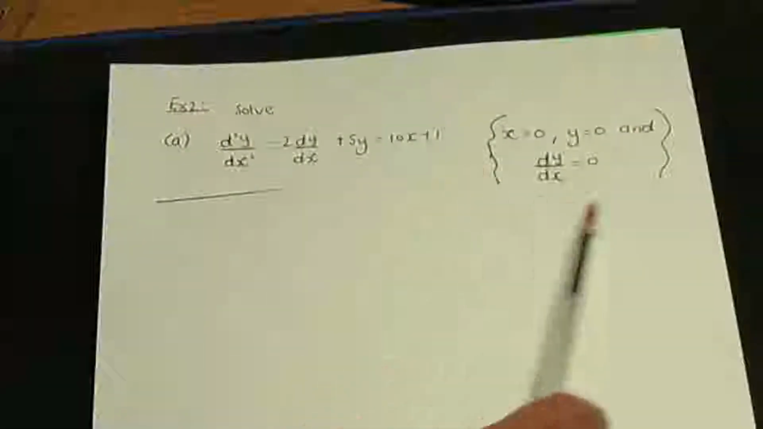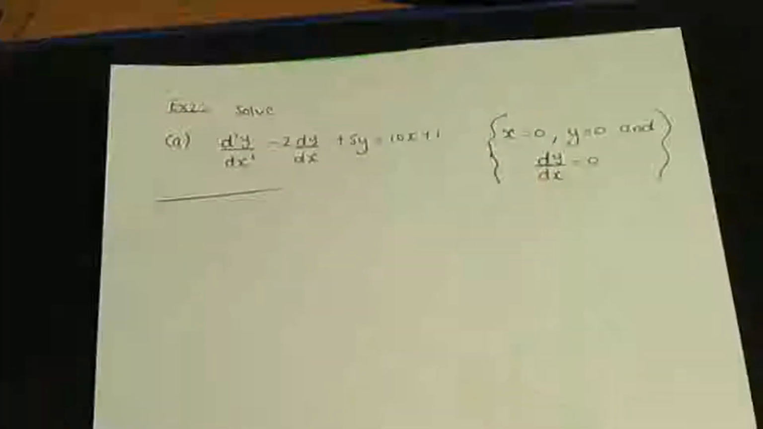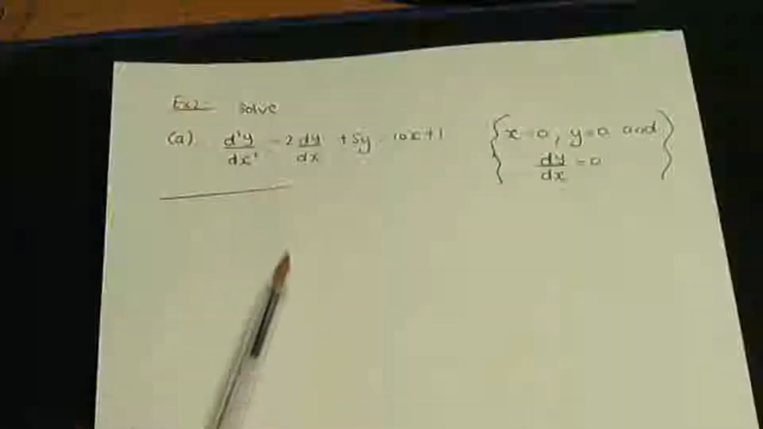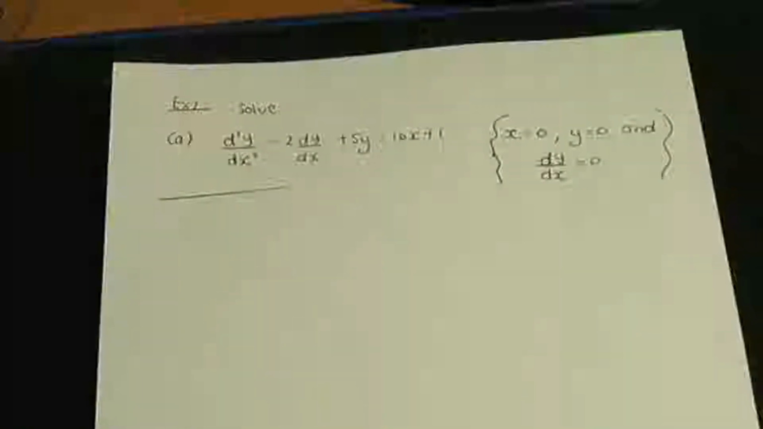So I'll show you how to use these conditions in order to work out the unknown constants which are part of the general solution. But first of all, let's get the general solution to the second order differential equation firstly, okay? So remember the steps. So in step number 1, remember, let f(x) equal 0, okay? So back to the paper and pen.